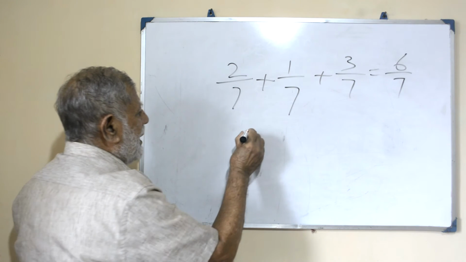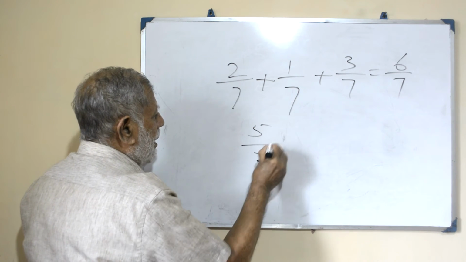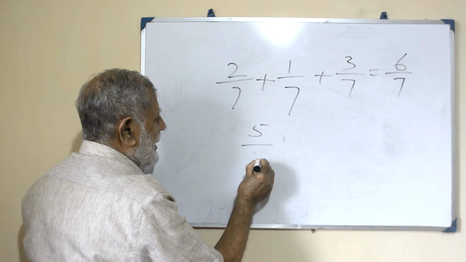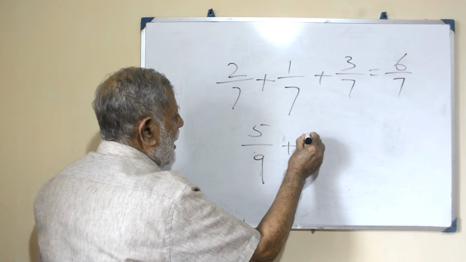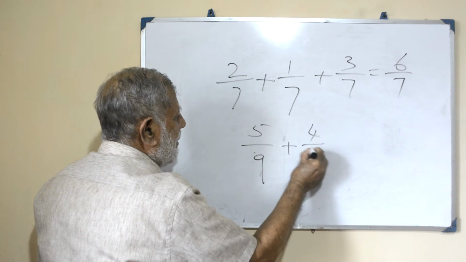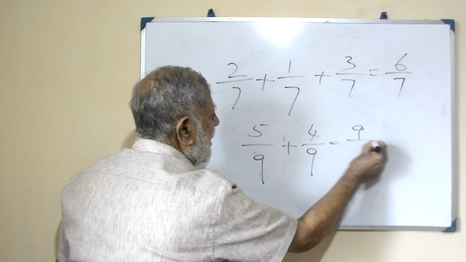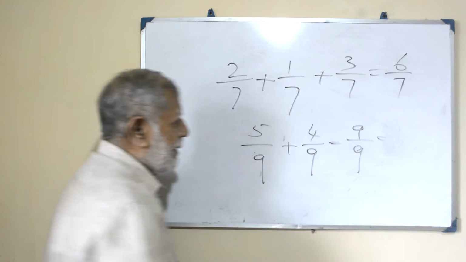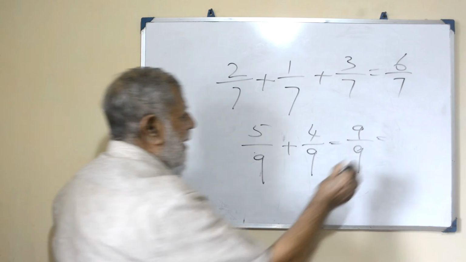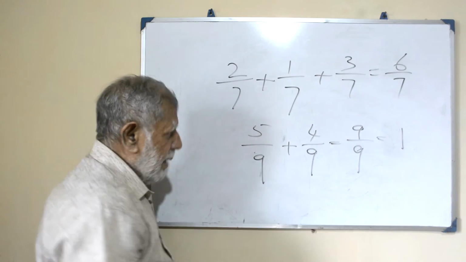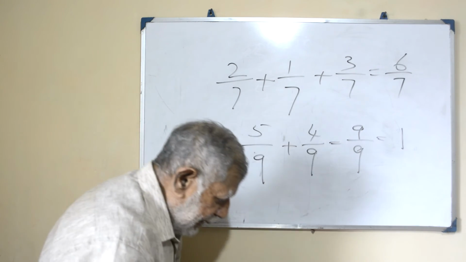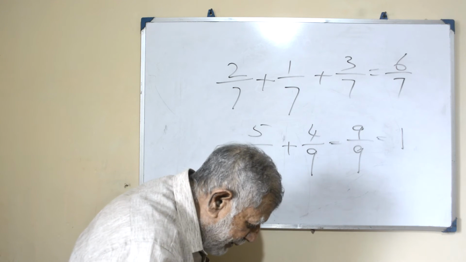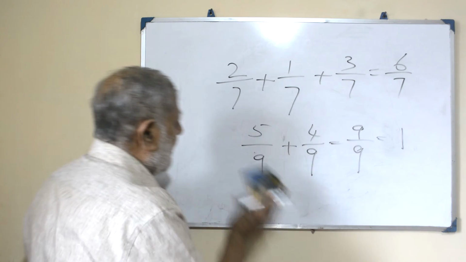If we have something like 5 upon 9 plus 4 upon 9, then we have 9 upon 9. 9 upon 9, we studied earlier, is equal to 1. So that is about the addition with the same denominator. We will take another pair.